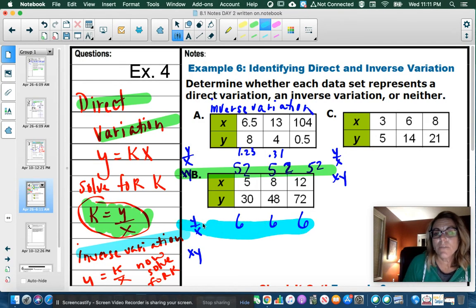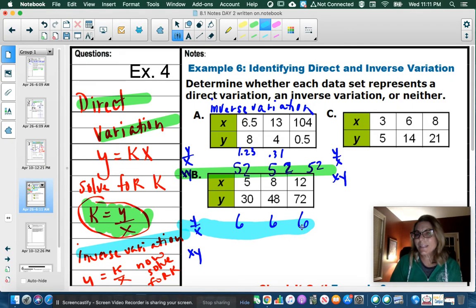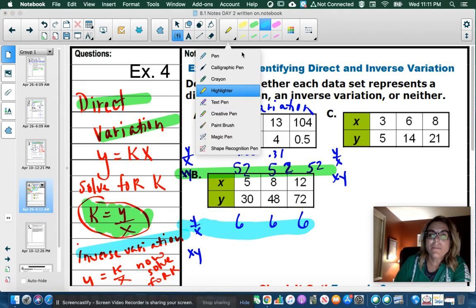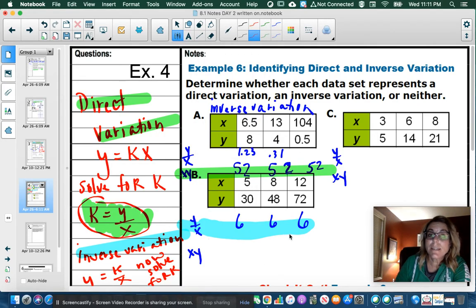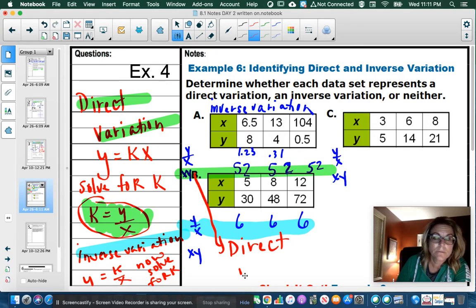Because if it works where the ratio of y divided by x is constant, I'm done. Because you can't have both a direct and an inverse variation. It's one or the other. In this case, because our ratio of y divided by x is constant, that is going to be a direct variation. So B is a direct variation.